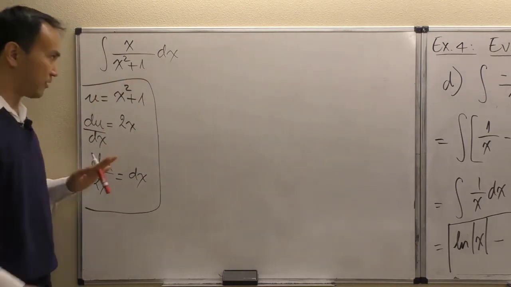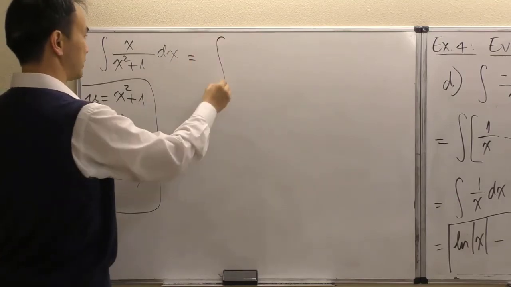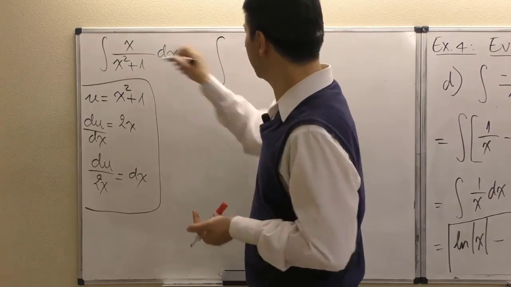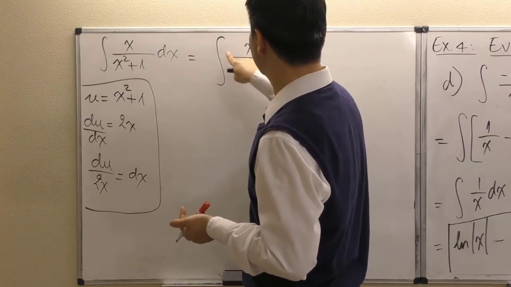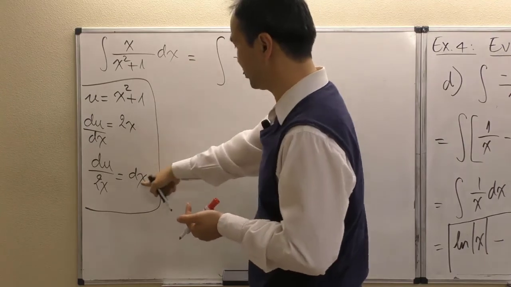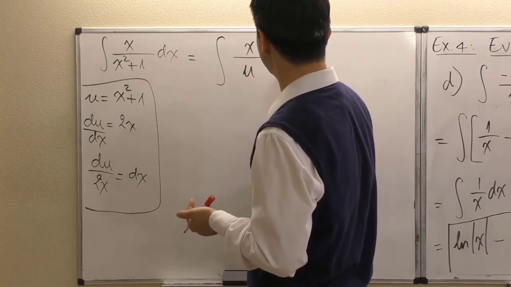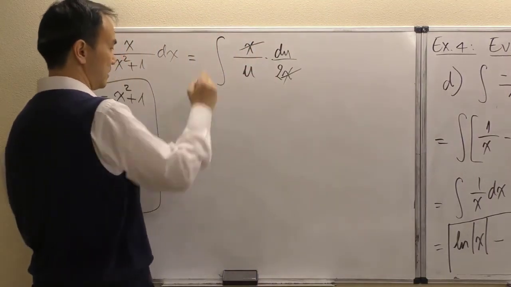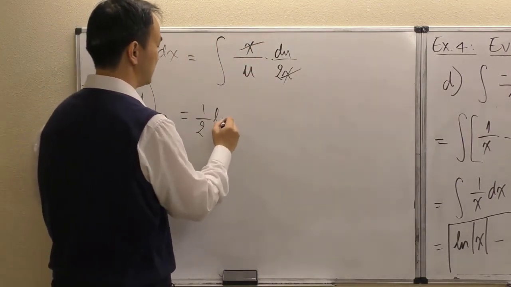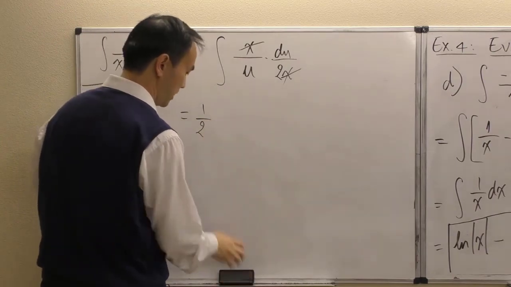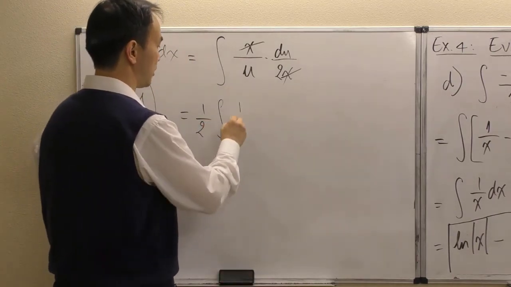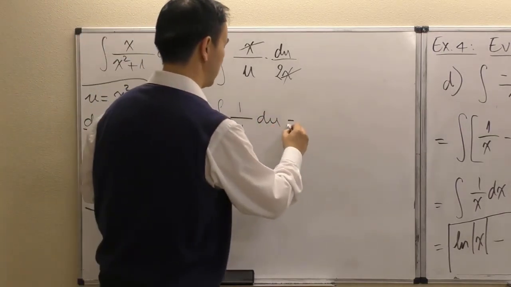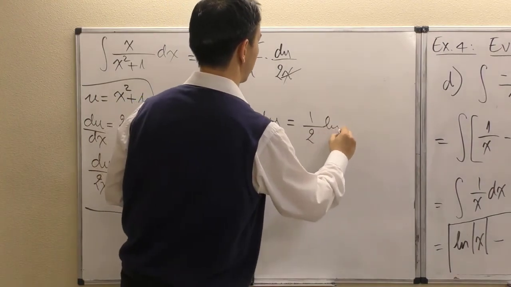Okay, and so from that point, the integral becomes x over u, and the dx here is substituted by du over 2x, and the x got cancelled out, and the 1/2 is pulled in front, so we're looking at 1/2 multiplied with the integral of 1 over u du. And in that way, it now becomes 1/2 natural log of u.